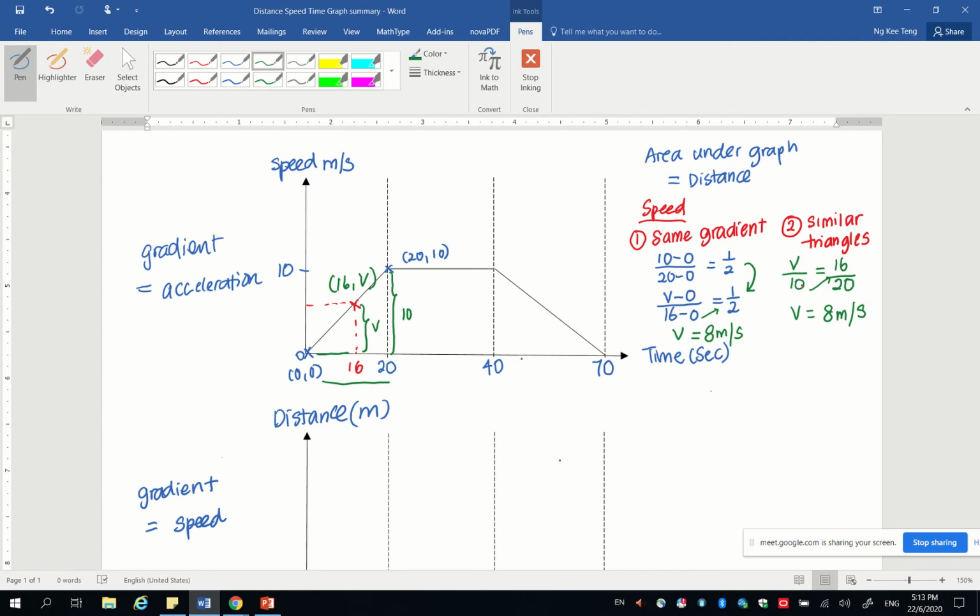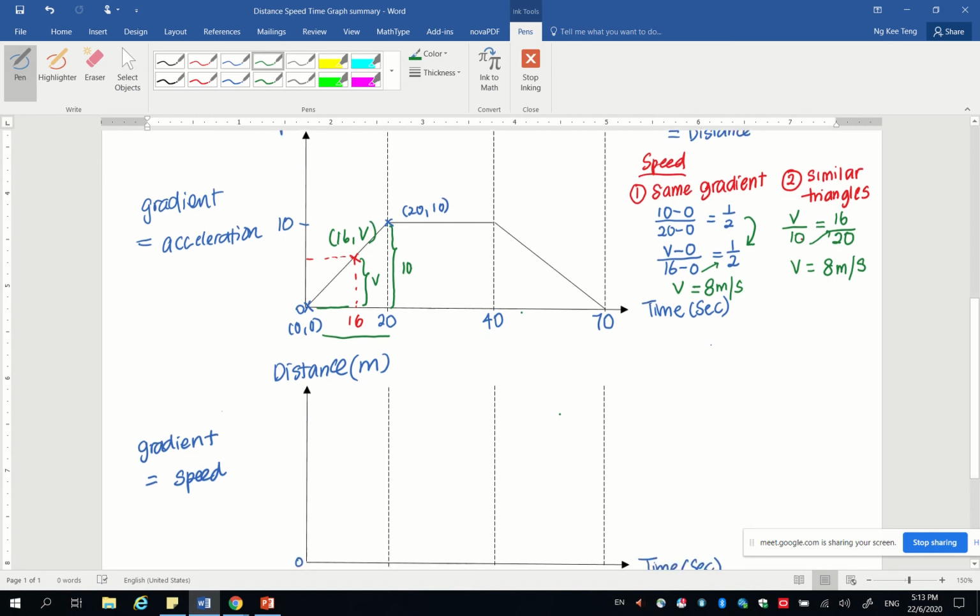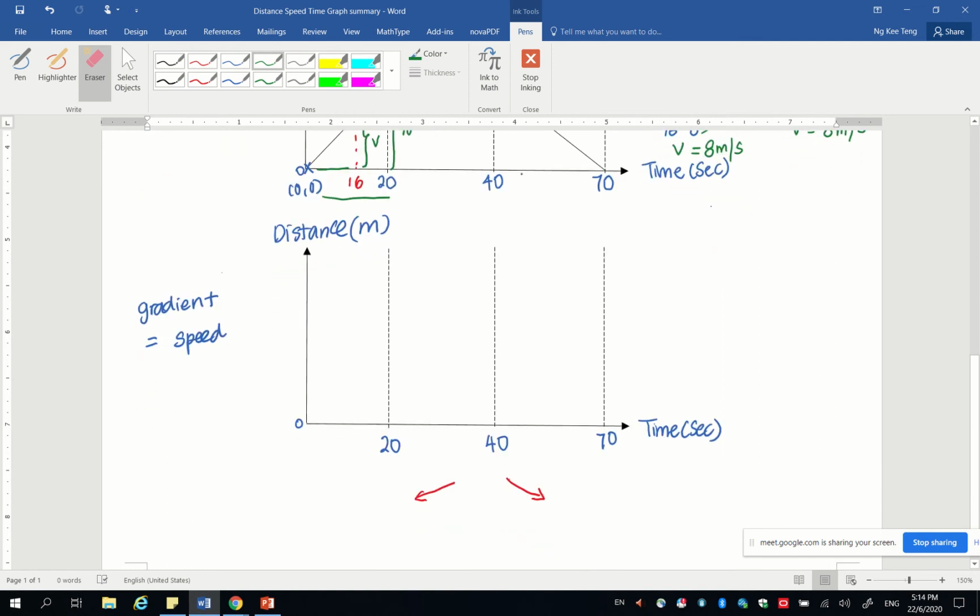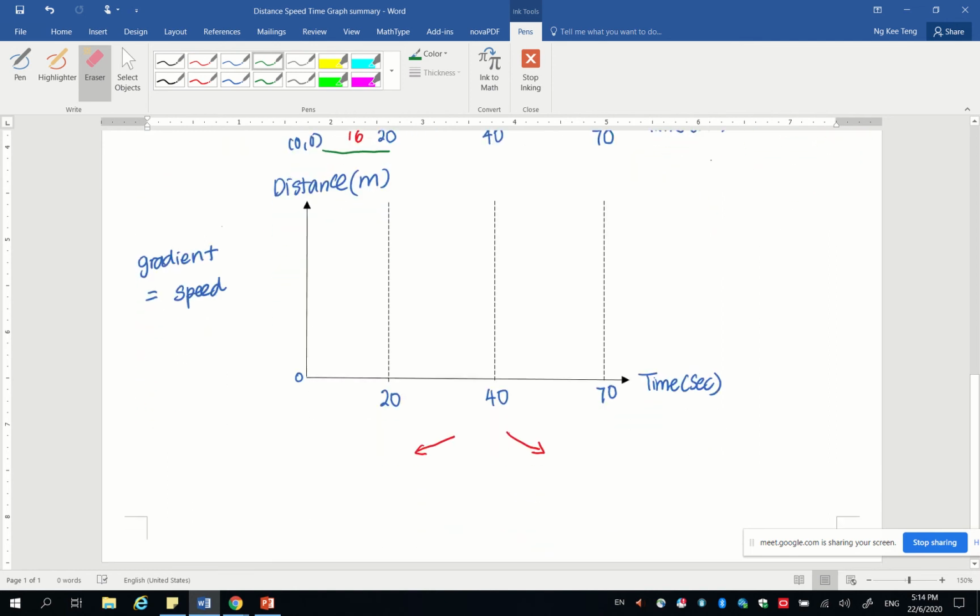Okay, now after I'm done with this part on speed, I'm going to link back from the speed time graph to the distance time graph, the one that you usually need to draw. Okay, now there are two types of distance time graph we need to understand.